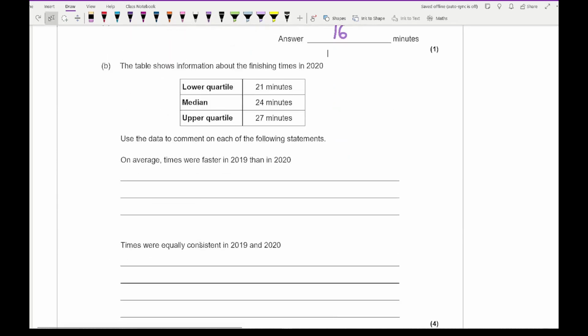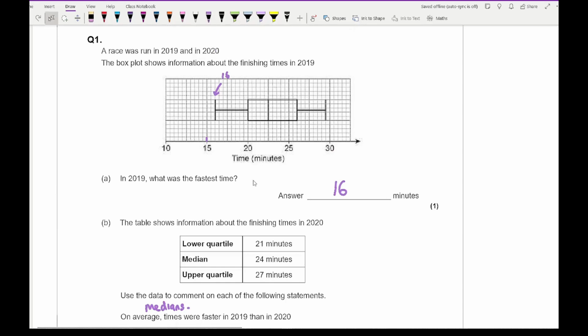Then for B, it says the table shows information about the finishing times in 2020. Use the data to comment on each of the following statements. So what we need to do here, when comparing the average, is compare the medians. Looking at the table for 2020, the median is 24, and the median for 2019 is going to be 22.5. So it's this value here that I want to compare with this value here.